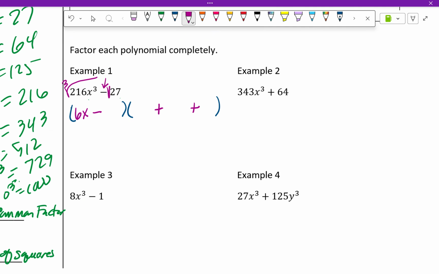I'm going to take the cubed root of 27. What's the cubed root of 27? 3. Oh, I did have a greatest common factor in there, but that's okay. It's Friday before break. We missed it.